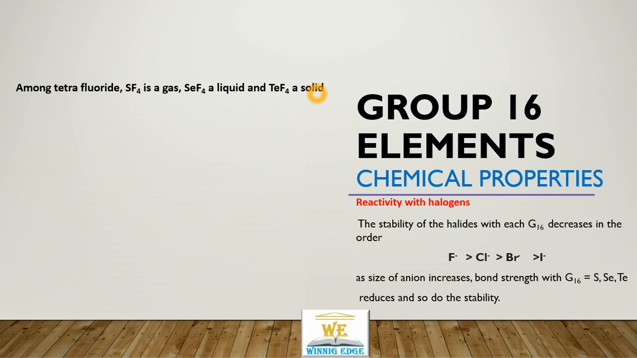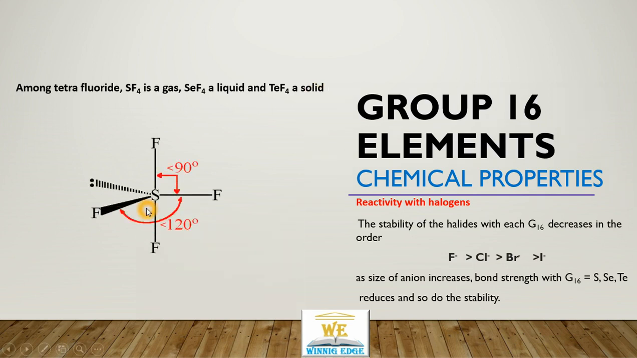Here we see the sulfur tetrafluoride structure. It has a distorted trigonal bipyramidal structure, also known as seesaw geometry. It is sp3d hybridized, and one position among these hybridized orbitals is occupied by a lone pair.